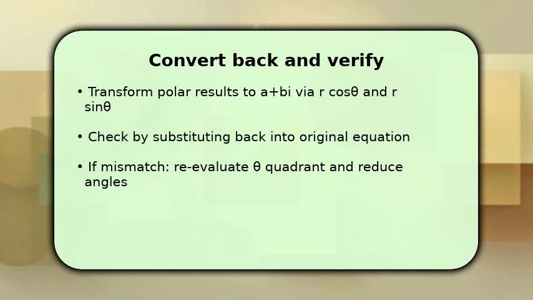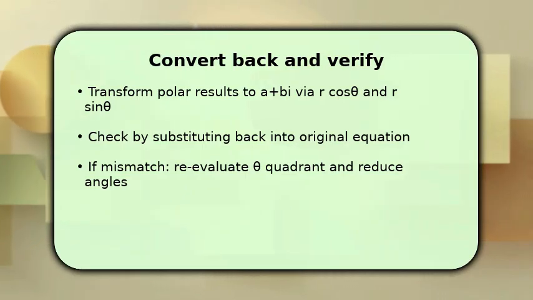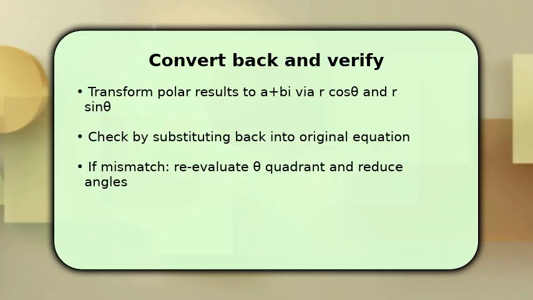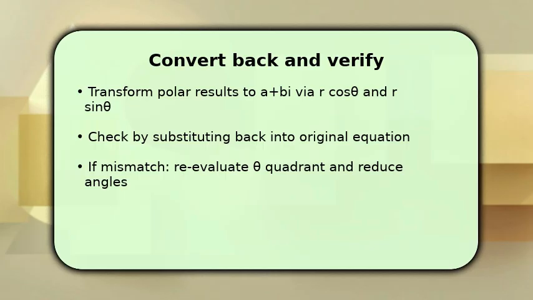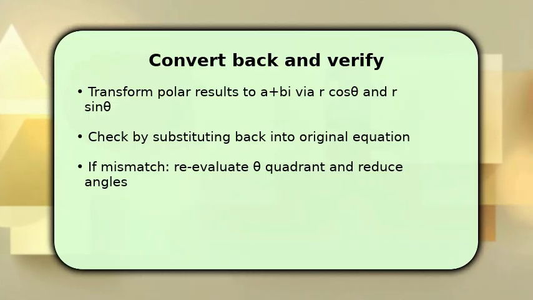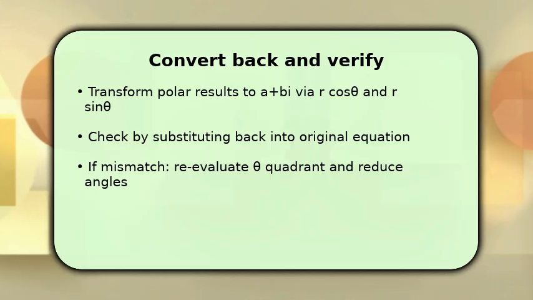You finish by converting polar answers back to rectangular form. Compute real part r cos theta and imaginary part r sin theta for each solution. Once converted, verify by substituting the result into the original equation or by raising roots to the given power to confirm you recover the original complex number. If something goes wrong, re-evaluate the argument quadrant and ensure angles were correctly reduced modulo 2 pi. This common fix resolves sign errors and duplicate roots.